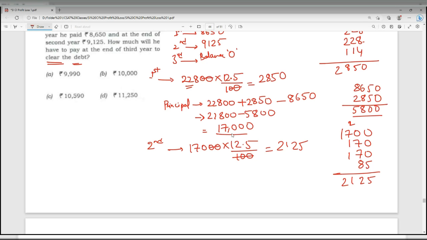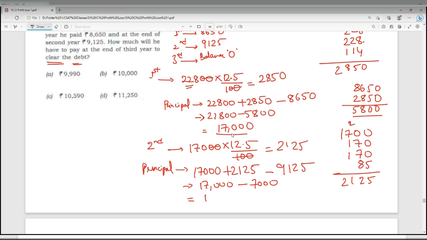So the outstanding principal amount after the second year is 17,000, and the interest component is 2125, minus he's paying 9125. 2125 minus 9125 is minus 7,000. So 17,000 minus 7,000 is 10,000. This is the principal outstanding after the second year.